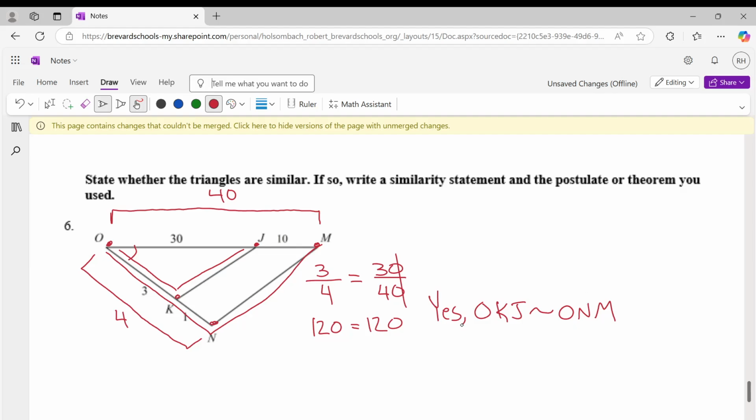State the postulate or theorem, and we're going to say OKJ is similar to ONM by side angle side similarity. If a side, the included angle, and another side are proportional, then the triangles are similar.